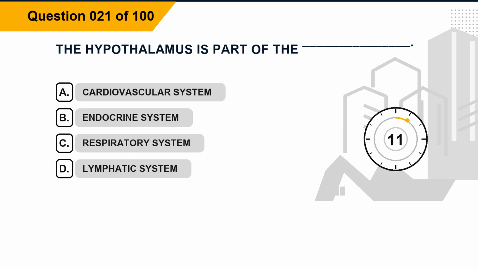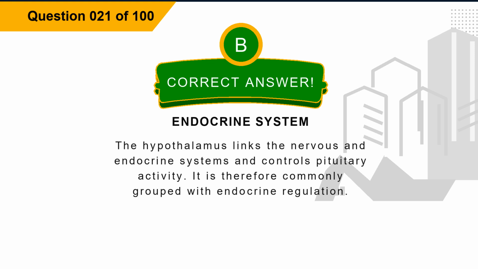Question 21. The hypothalamus is part of the blank. Option A, cardiovascular system. Option B, endocrine system. Option C, respiratory system. Option D, lymphatic system. The correct answer is option B, endocrine system. Explanation. The hypothalamus links the nervous and endocrine systems and controls pituitary activity. It is therefore commonly grouped with endocrine regulation.